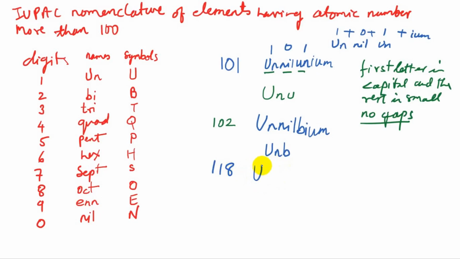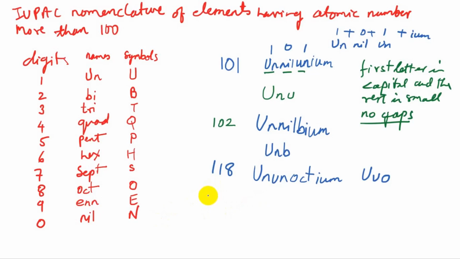Look here. One means UN, again UN. Eight means OCT, and then IUM. And since it is one, we'll write U, then again one, and then O. So UUO is your symbol. Clear? It can be any number. Remember, 118 elements are there altogether, but new elements.